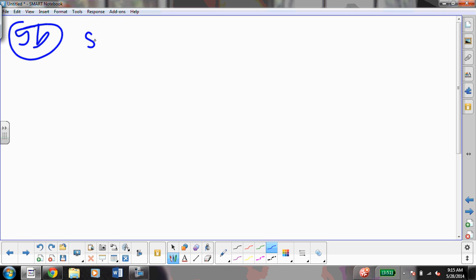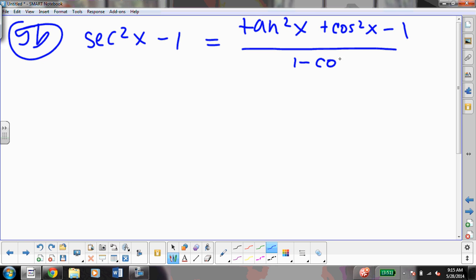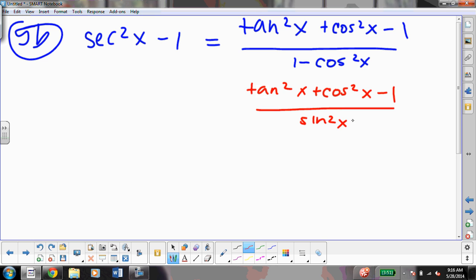5b. Secant squared x minus 1 equals tangent squared x plus cosine squared x minus 1 over 1 minus cosine squared x. So first I started with getting rid of the 1 minus cosine squared x because that is a Pythagorean identity. One minus cosine squared would have to be sine squared.